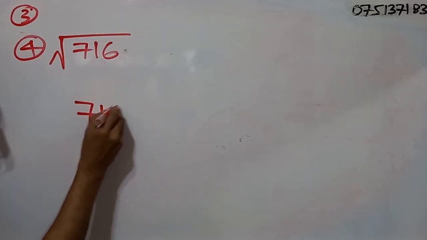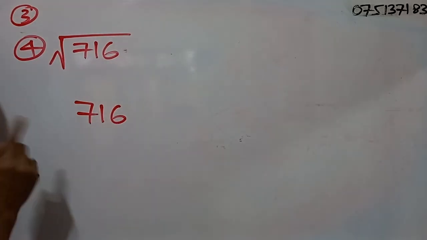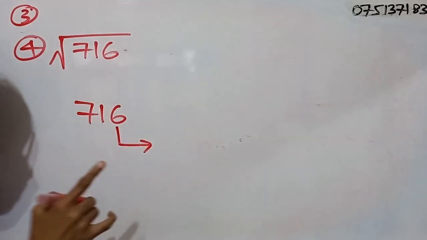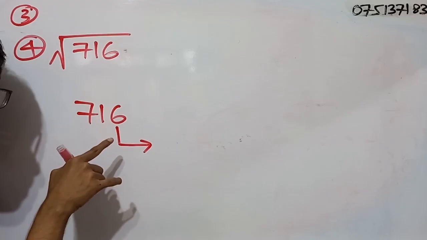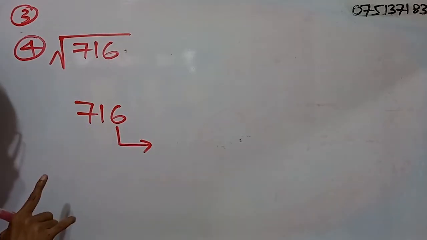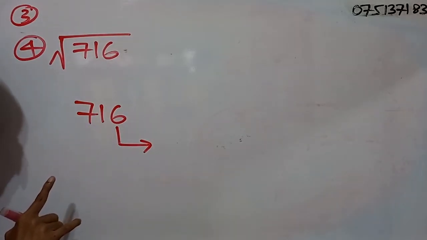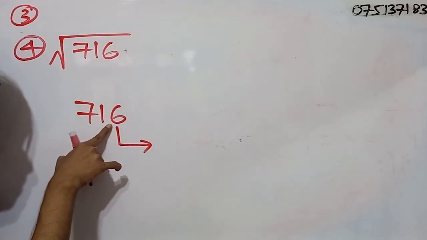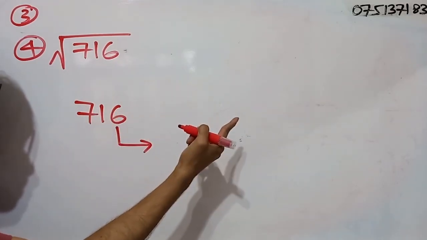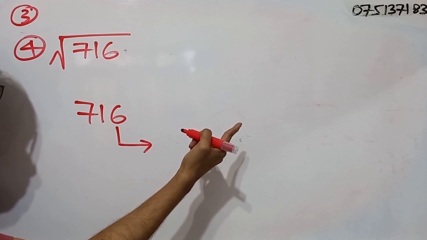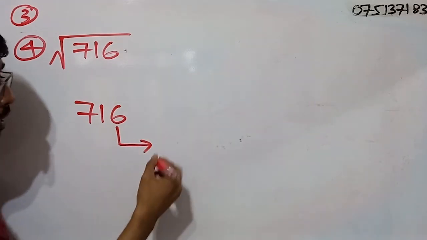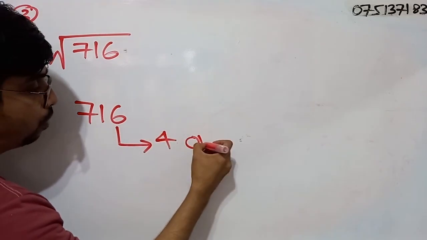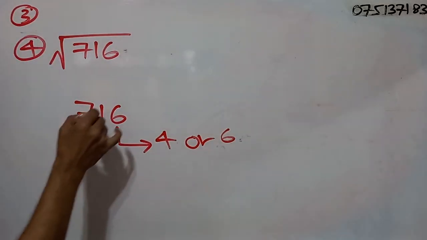So we will take the number. The digit on the ones place is 6. So now we will have to think about the ones place of the square root of this number. Here we have 6. That means what are the two possible digits of the square root number in its ones place? It can be 4 or 6. Now here what do we have?